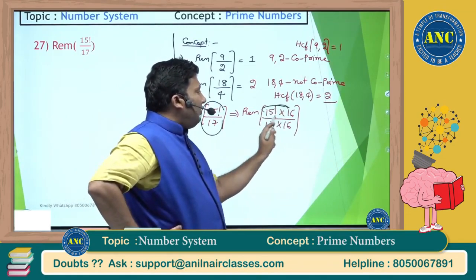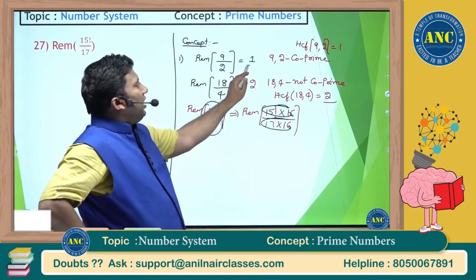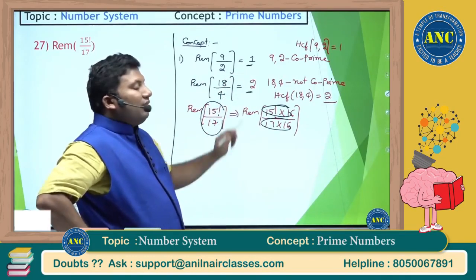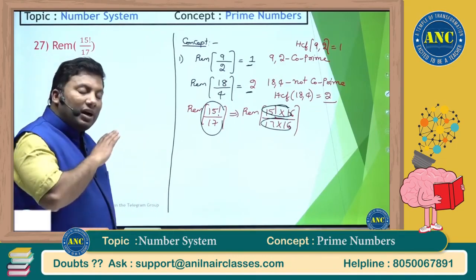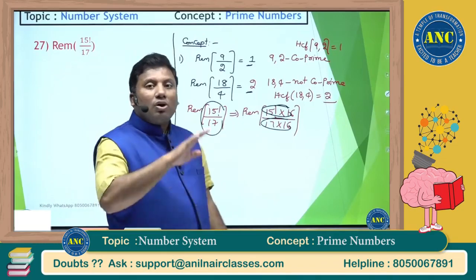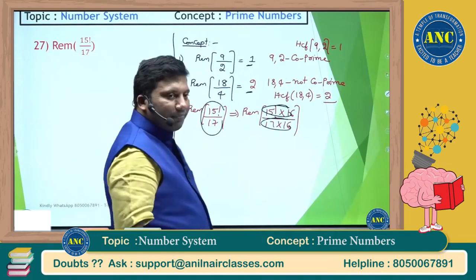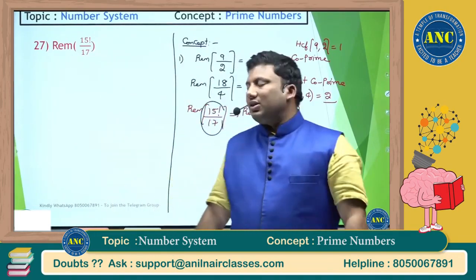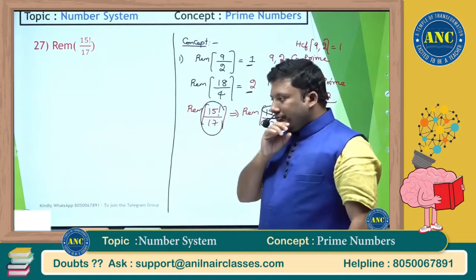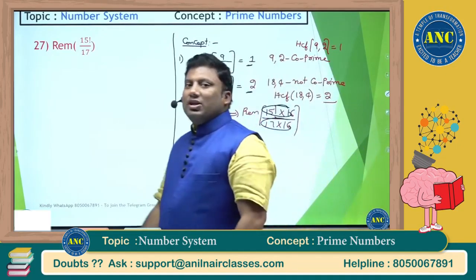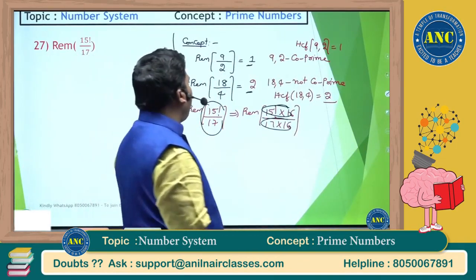After multiplying, these are even numbers, so they are not co-prime to each other. If they are co-prime, I get one answer. If they are not co-prime, I get a different answer. Don't multiply and divide and make them not co-prime. Whatever the question is, we will solve it as it is. I hope the idea is clear.